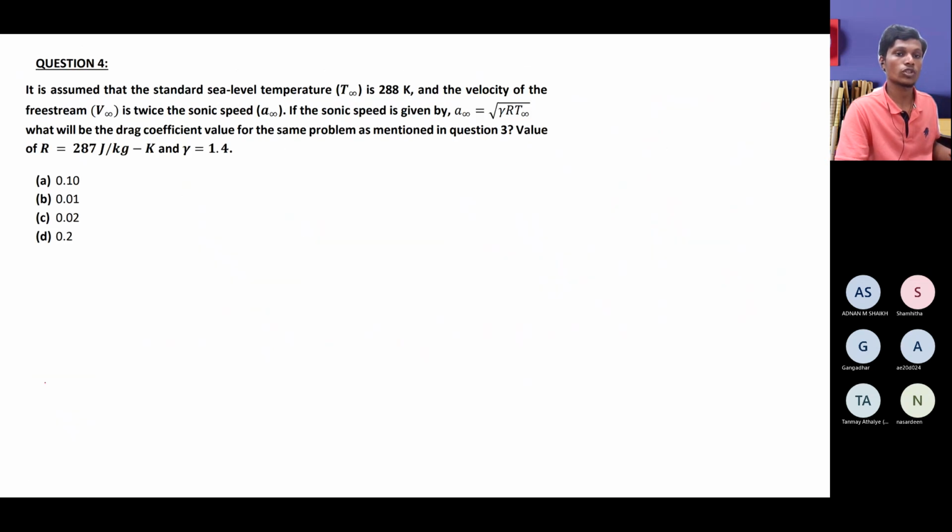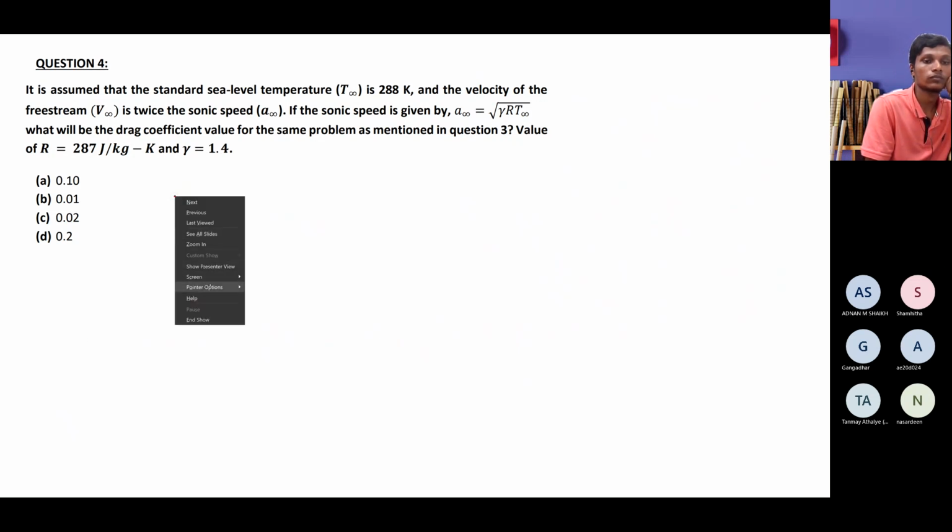Let's go to question number 4. The question says it is assumed that the standard sea level temperature T infinity is 288 Kelvin and the velocity of the free stream V infinity is twice the sonic speed.